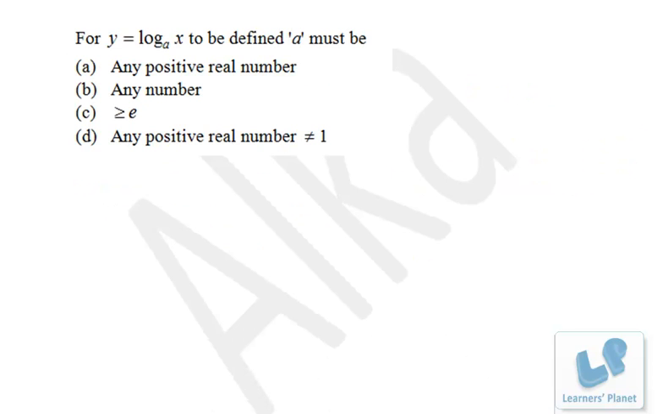Now here log y is equal to log x to the base a, to be defined, a must be. Here a is the base, right? Now as I've already discussed in the first session of logarithm, the base cannot be negative, it cannot be 0, it cannot be 1, right? Any positive real number except 1. So by this way 0 and negatives are already eliminated and 1 is also excluded. So a must be any positive number except 1. Okay.